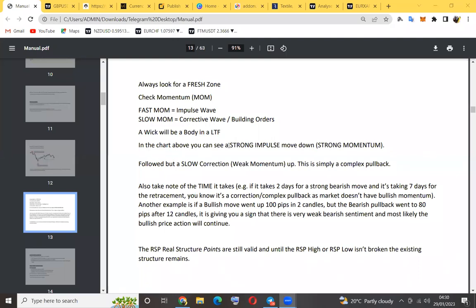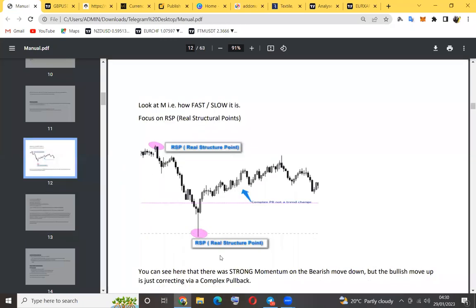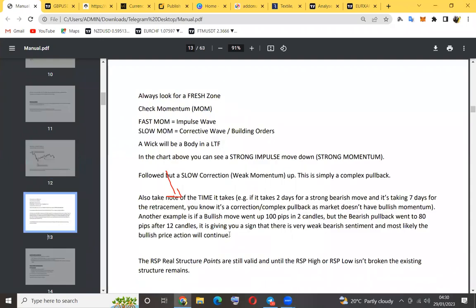In the chart above, you can see a strong impulsive movement down. So, this is the chart, right? The strong impulsive movement that is going down, followed by a slow corrective, weak momentum up.